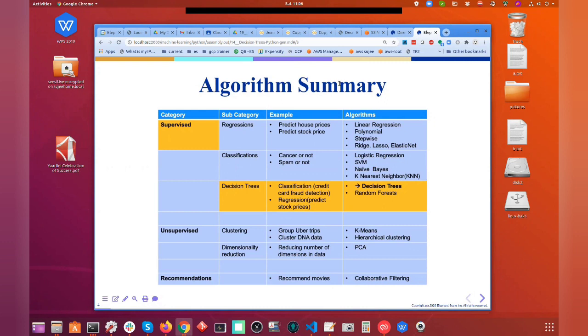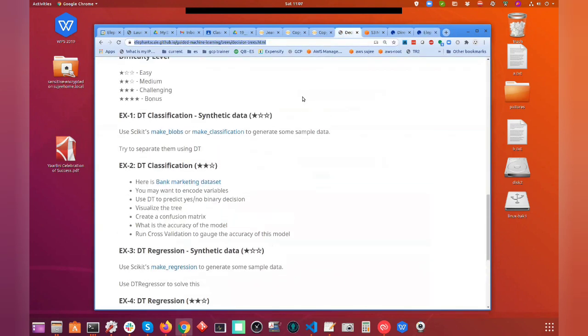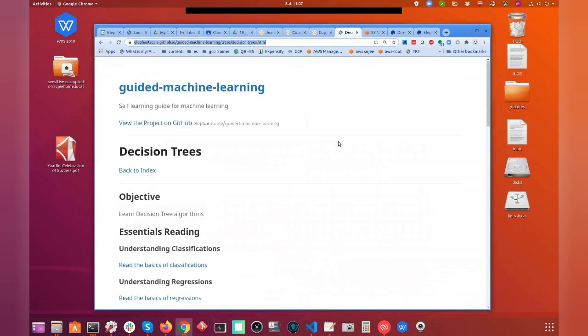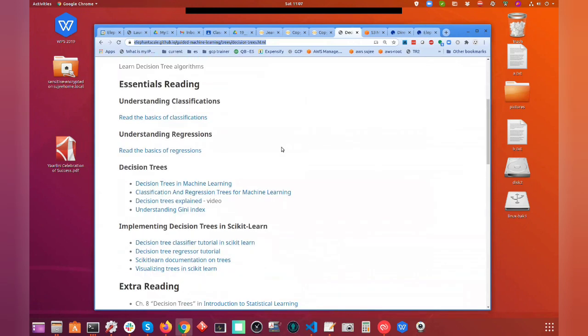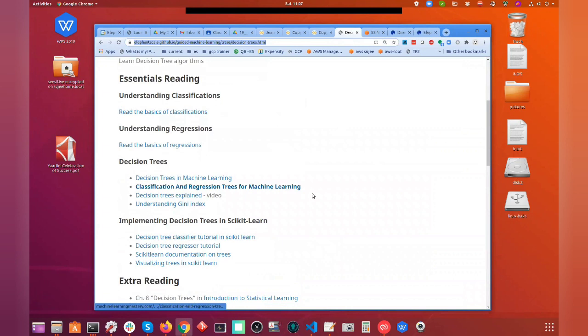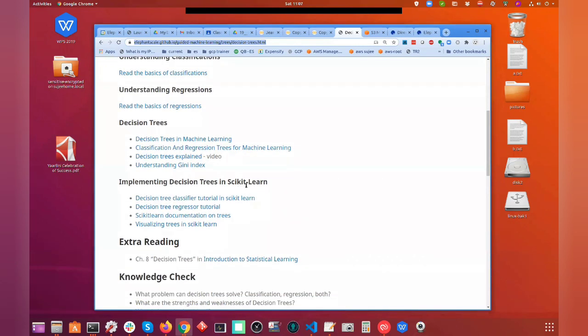Right now, I want to quickly look at the tree algorithm because that's what we had for this week, right? So looking at the decision tree, I gave you guys some reading materials. We're going to learn the basics of the tree algorithms, how they are used, and also implement this in scikit.